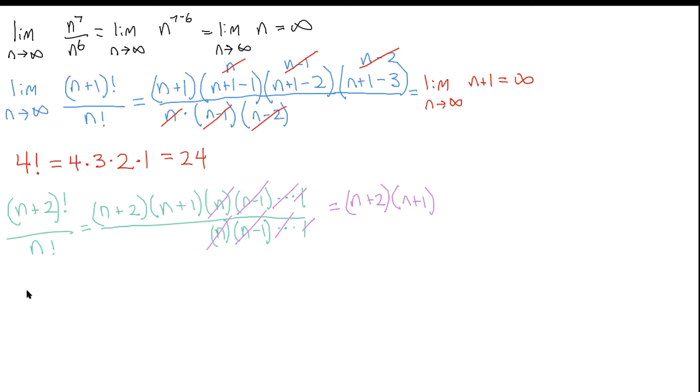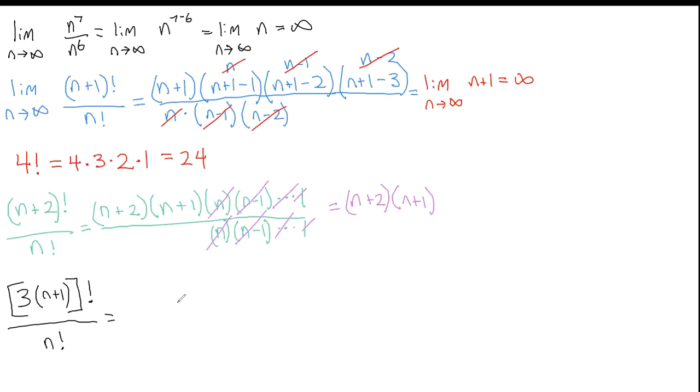What if I do 3 times the quantity of n plus 1, and that entire quantity factorial divided by n factorial? I want to reduce this. Again, no limits, just how do you reduce factorials? So I'll give you guys a few minutes to do some work.